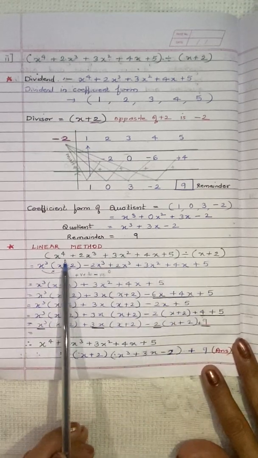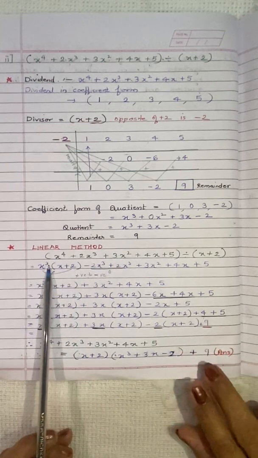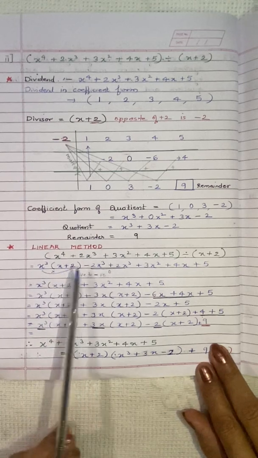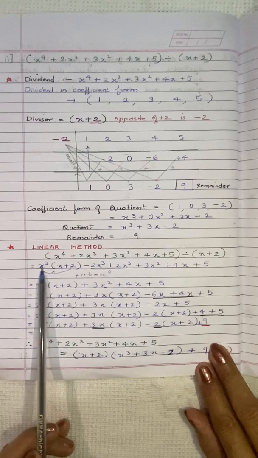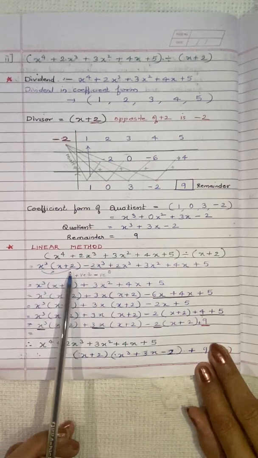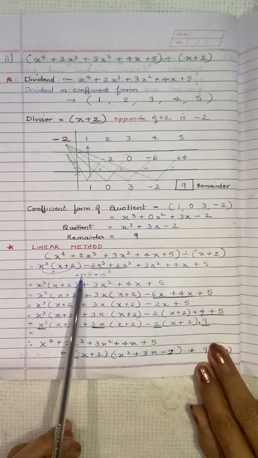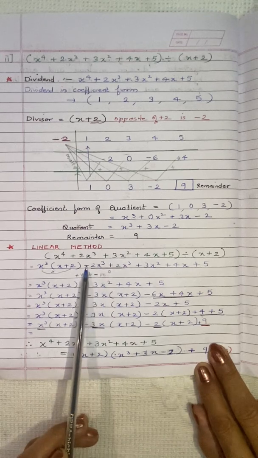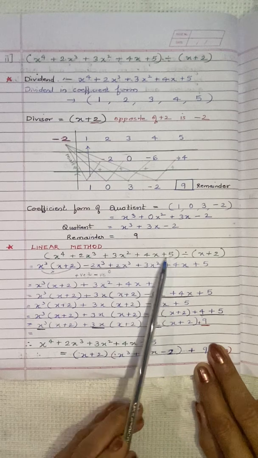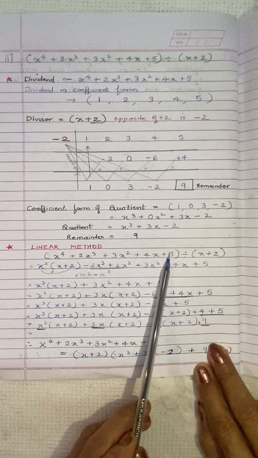Now here x raised to 4, we will split it as x cube, and we will replace x by x plus 2, that is the divisor. Now we'll multiply the last term of this, that is x cube multiplied by 2 is 2x cube, but this is positive, so we'll change positive to negative, so we'll write negative 2x cube, and the rest of the terms we'll copy as it is. So 2x cube here, then 3x square, 4x and 5.